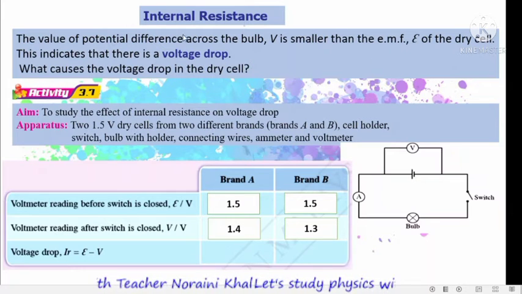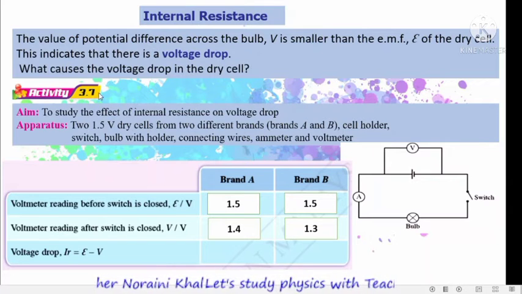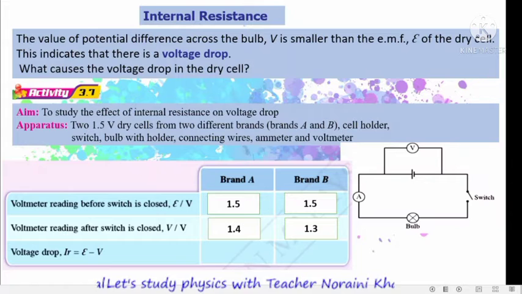Let's discuss internal resistance. Just now we carried out activity 3.6, which shows there is a voltage drop. When the switch is open and then closed, you can see the reading of the voltmeter decreases, so we call it voltage drop. What causes voltage drop in the dry cell?